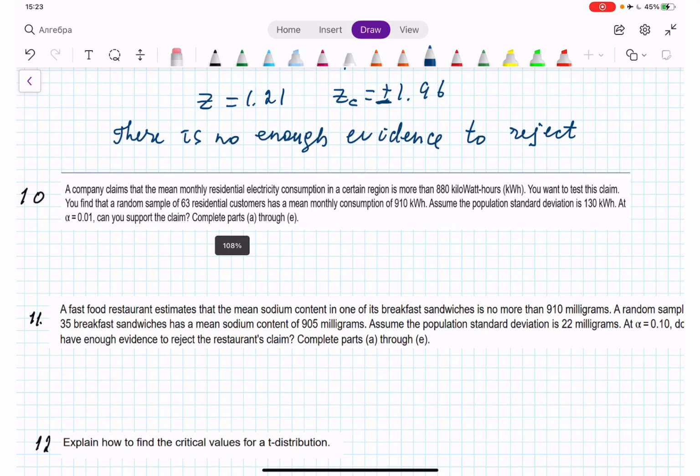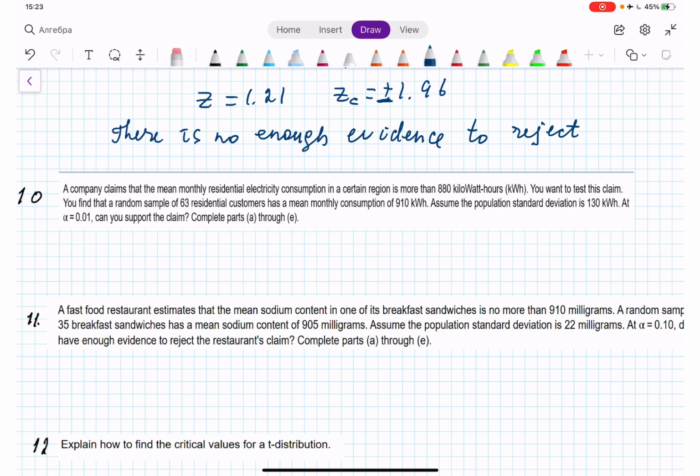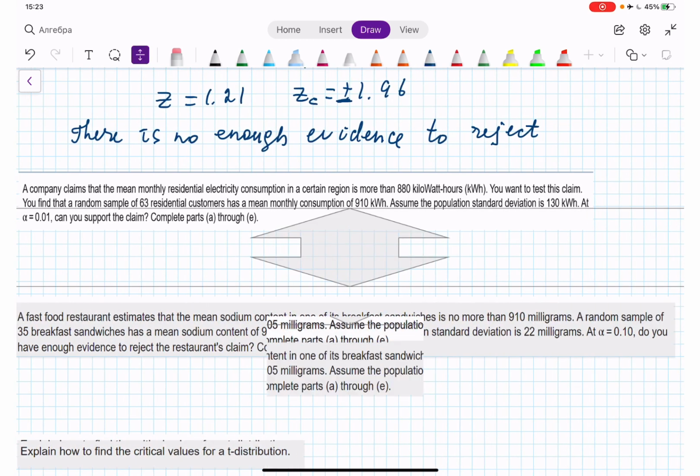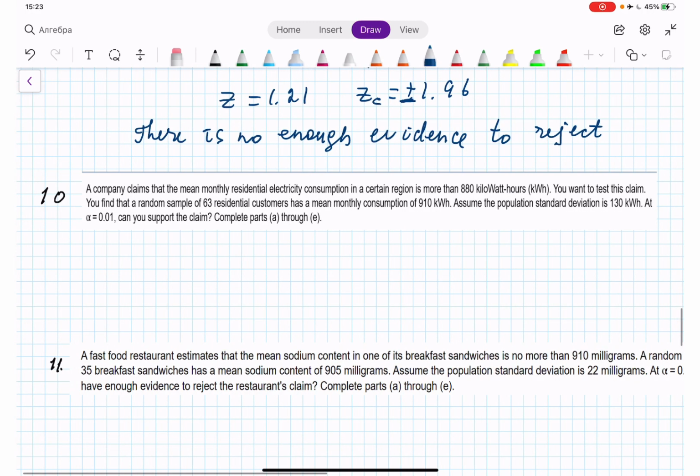A company claims that mean monthly residential electricity consumption in a certain region is more than 880 kilowatt hours. Looks like we have right tail, more than. So mu is more than 880.